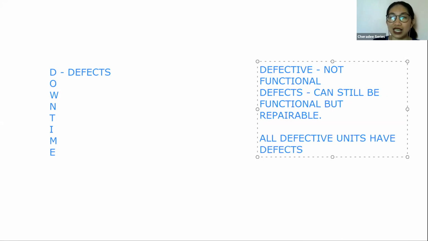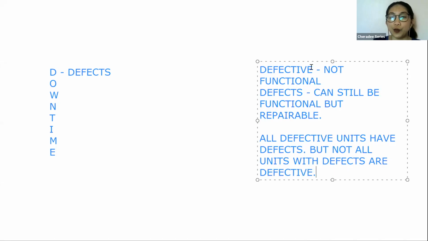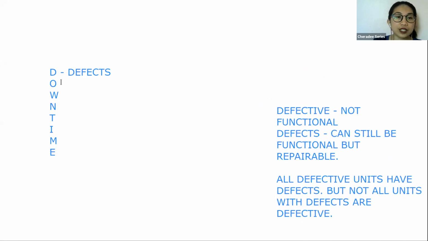Imposible nga walay defects ang usa ka defective unit, di ba? So all defective units have defects. But not all units with defects are defective. Do you agree? So pwede man nga kanang chair guba na siya, lumping na siya, pero malingkuran ra gihapon siya, no? So it's not considered gihapon nga defective, so other concept lang na siya. Sige, let's proceed.